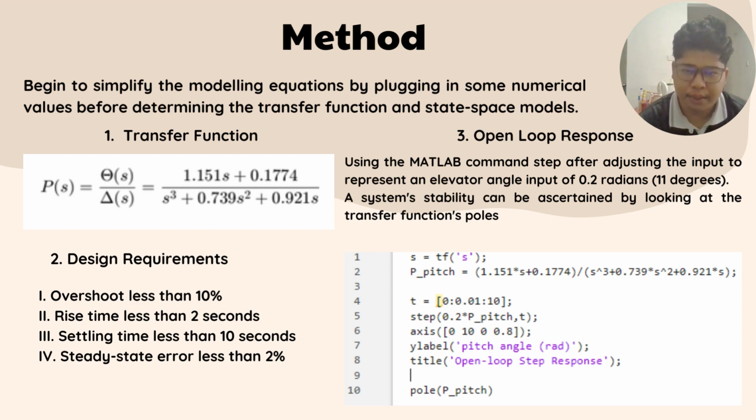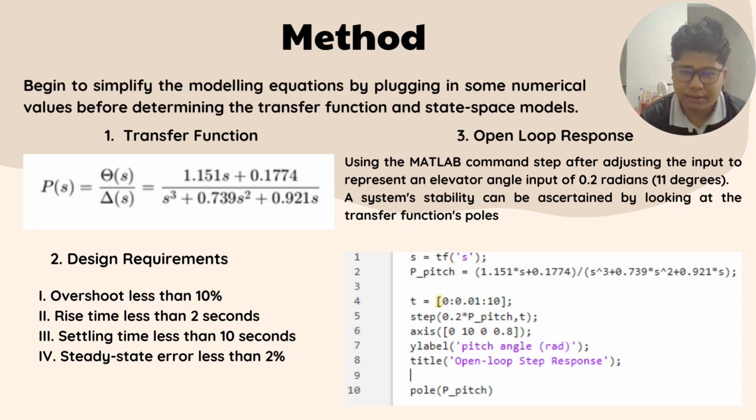Today I want to present about the method of this project, which begins by simplifying the modeling equations by plugging in some numerical values before determining the transfer function and state space models. First is the transfer function, as you can see in the slide. And second, the design requirements. First is overshoot less than 10%, second rise time less than 2 seconds, and third settling time less than 10 seconds, and the steady state error less than 2%.